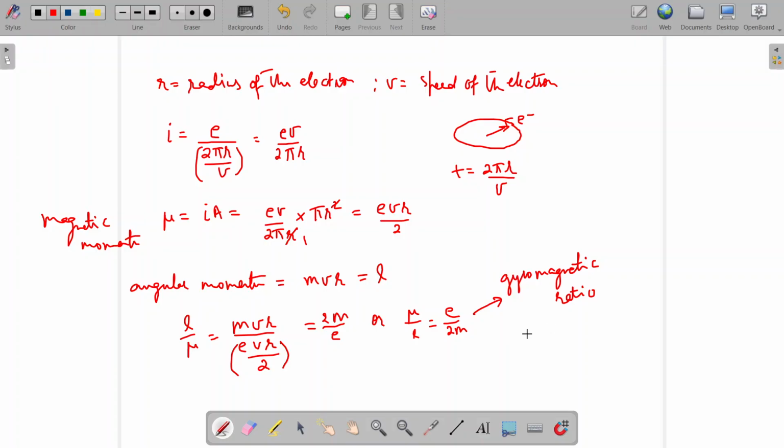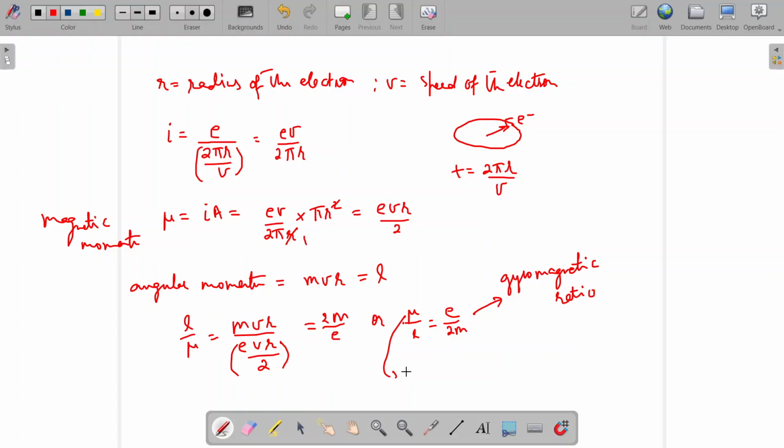Soon you'll study in the Bohr model of the hydrogen atom that the angular momentum of an electron is quantized. Because of which the magnetic moment of an electron is also quantized. By quantization we mean that it would be an integral multiple of some fixed number.